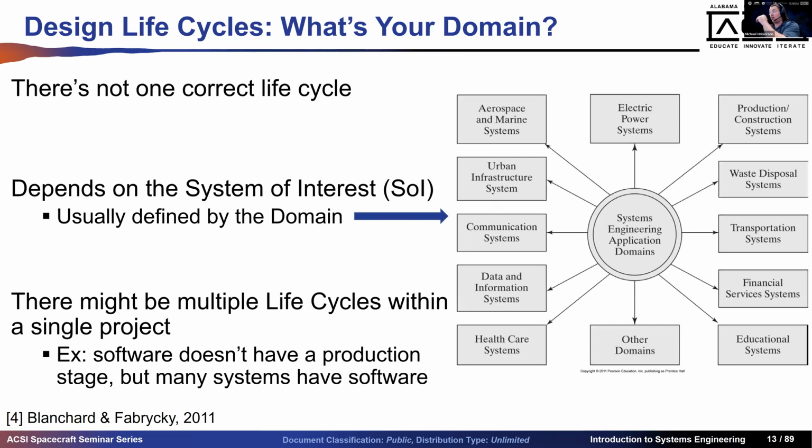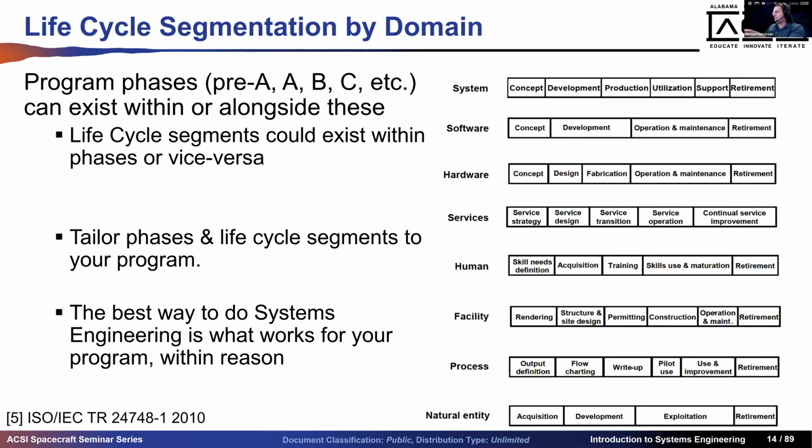Okay, so understanding your life cycle means you need to understand your domain, because they're not going to be the same life cycles for every domain, and there's not just one correct life cycle for any kind of domain. You do have to define the domain, and there may be multiple life cycles within that domain. So on the right here, you can see an example of domains from Blanchard and Fabrycky, but this is a bit of a better relation of domains to life cycles.